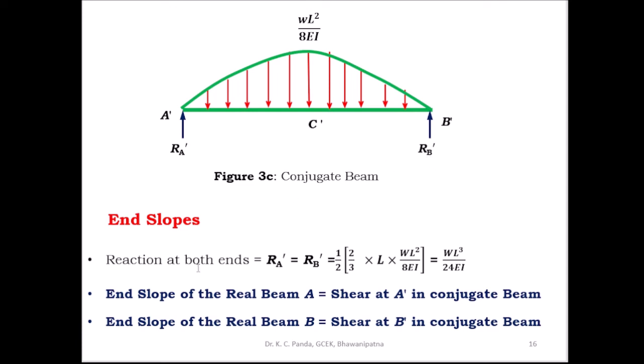So the reaction at both ends, RA dash is equal to RB dash, is equal to half of the total area of this M by I diagram. The total area is equal to 2/3 into base into height, 2/3 into L into WL square by 8 EI. This total area divided by 2 is equal to RA dash and RB dash. RA dash and RB dash is equal to WL cube by 24 EI.